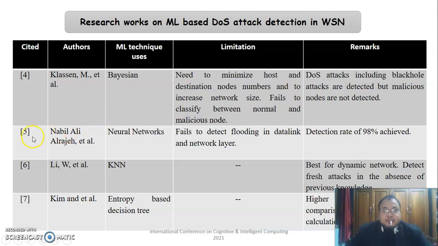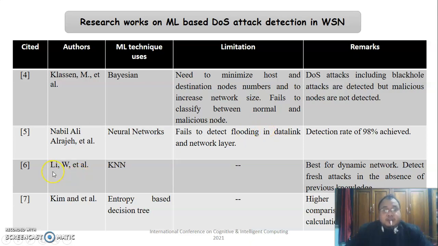So the second paper, cited 5, Nabil Ali Al-Jareh, et al. The machine learning technique that they use is neural network. The limitation of their proposed work is it fails to detect flooding in data link and network layer. And the remark is a 98% detection rate is achieved.